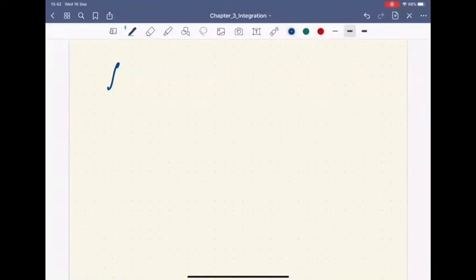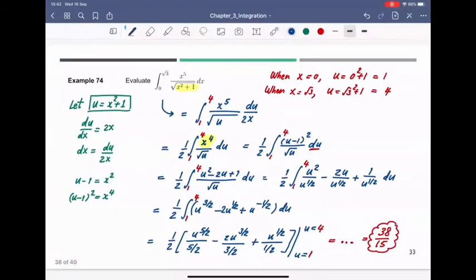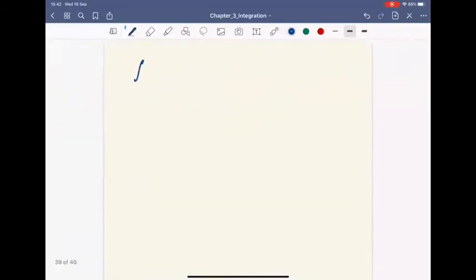So let's say you have... I cannot remember the question. Whoa, one second. X to the 5th power, okay. Well, let's say you want to integrate x to the 5th power times the square root of x squared plus 1 dx, from 0 to square root 3.